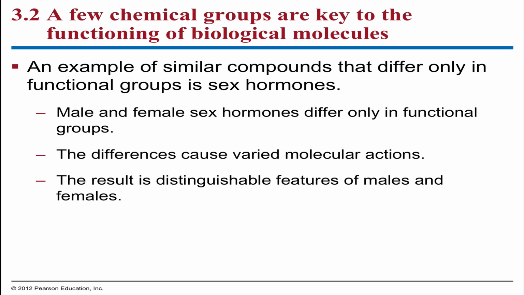So an example of similar compounds that differ in functional group is a sex hormone. Male and female sex hormones differ only in the functional groups. Everything else is the same. The difference is they cause varied molecular reactions. So the results are the distinguishable features of males and females.